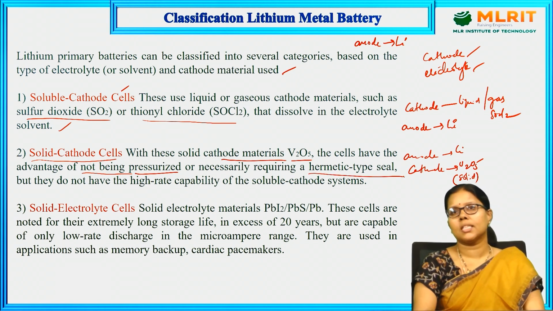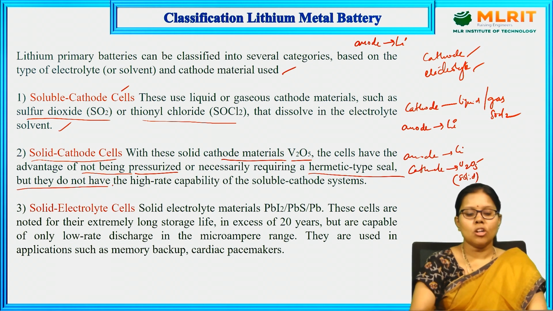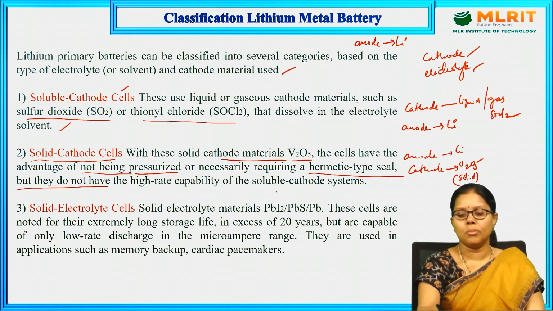Hermetic type seal is nothing but an airtight seal, waterproofing, completely concealed, completely sealed, airtight and waterproof. But they do not have the high rate capability of the soluble cathodic systems.